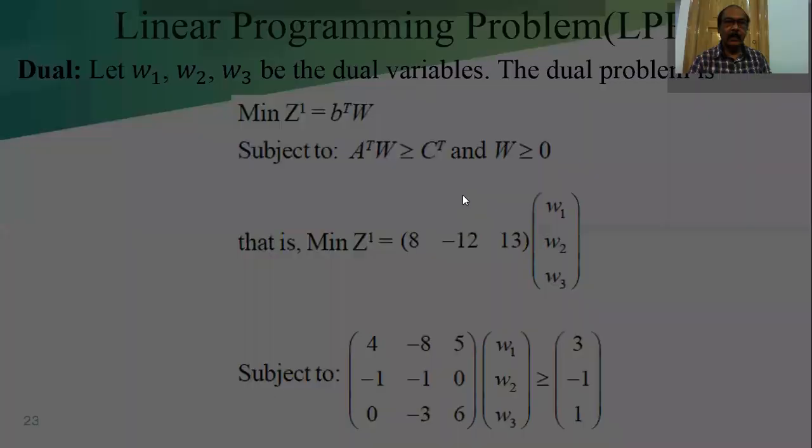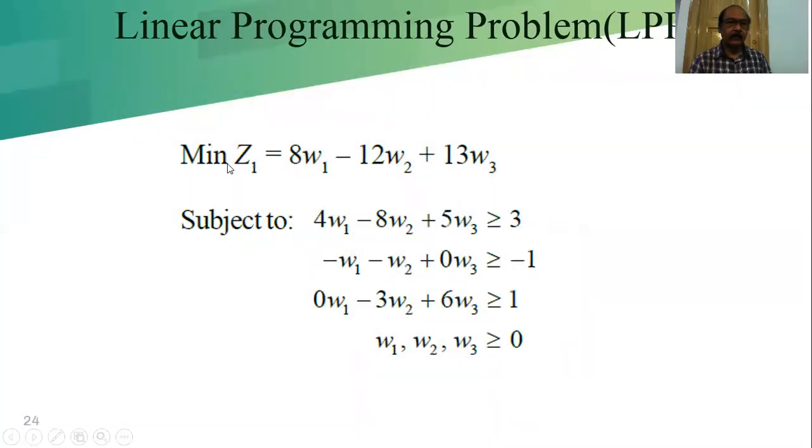Moving to the final result. Minimize Z1 = 8W1 - 12W2 + 13W3, subject to 4W1 - 8W2 + 5W3 ≥ 3, -W1 - W2 + 0W3 ≥ -1, 0W1 - 3W2 + 6W3 ≥ 1, and W1, W2, W3 ≥ 0.